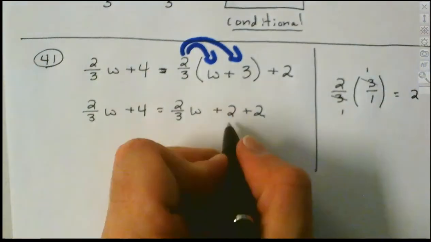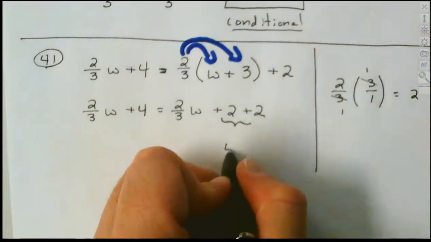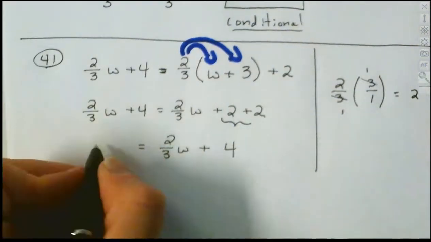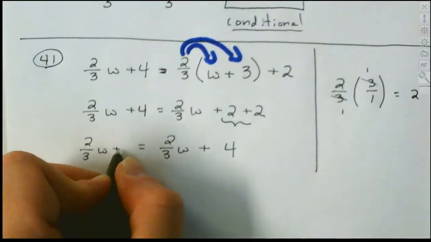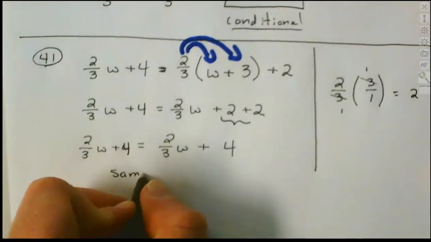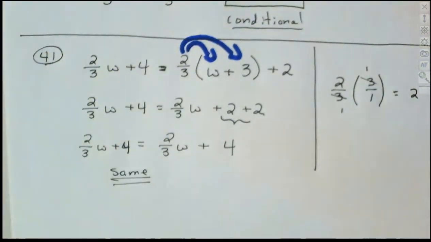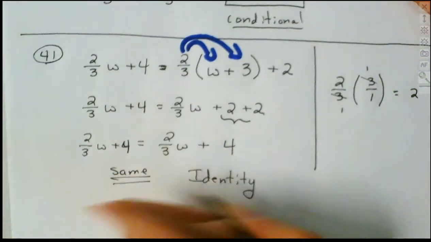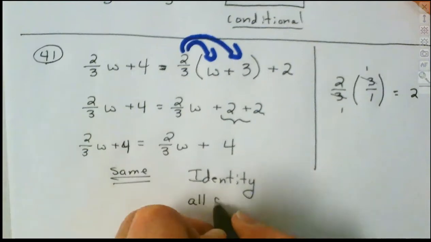Now, what do you notice? Those can go together, and that's going to make it a 4. And we don't even have to clear out our fractions, do we? Because what do you notice here? They're the same, right? So we don't have to clear out the fractions. You could, but why do all that extra work when you know these are the same? This is an identity. So these are the same, so this is going to be an identity. And your solution set, again, is all real numbers.